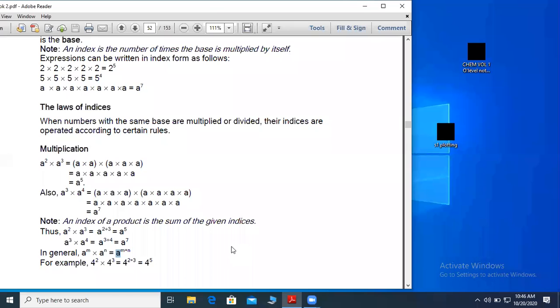But if they give you the same powers, for example, a power 2 times a power 2? No, the base is still the same. So you write one base, which is a, and you add the powers. So the powers are 2, 2. So the answer will be a power 2 plus 2, which is a power 4. You get that? So for you, only focus on the bases. If the bases are the same, write one base and add the powers. It doesn't matter whether the powers are the same or not.